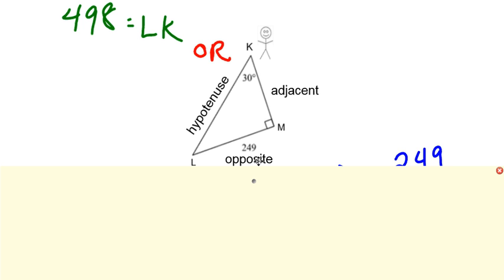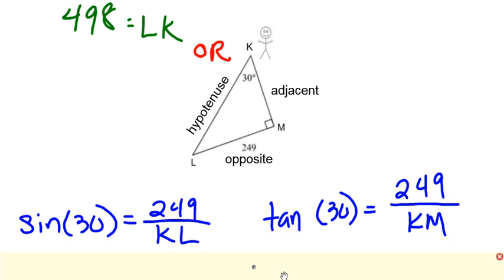So looking at the opposite side, let's say I want to find the hypotenuse. Opposite and hypotenuse would use your sine function. So we could say the sine of 30 degrees is equal to 249 over KL. If I wanted to find the side length of KM, using my givens, that's the opposite over the adjacent, and by definition, that would be your tangent function. So the tangent of 30 degrees would be equal to 249 over KM. I could solve these equations and find the missing side lengths.